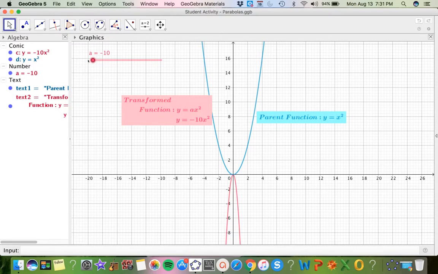Alright, so your job is to come up with some kind of generalization that we can make when the function is narrower, when the function is wider, and when the function is reflected in the x-axis. So that is your job, to come up with some kind of generalization of what's happening with a. So take a few minutes to think about that. What's happening with a? I'm going to bring it back to our parent function.